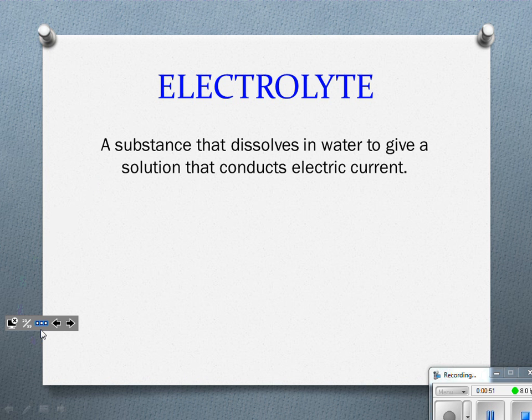An electrolyte is simply a substance that dissolves in water to give a solution that conducts electricity. Conducts electricity. So, how would I know whether something conducts electricity?